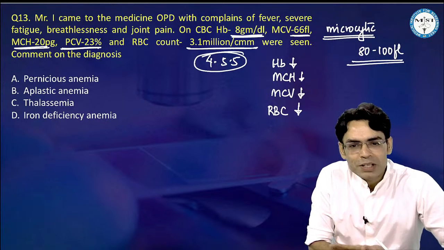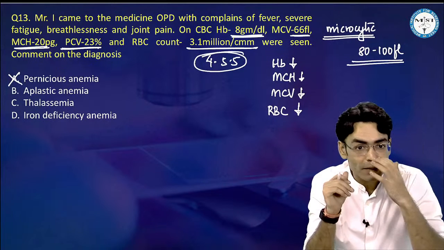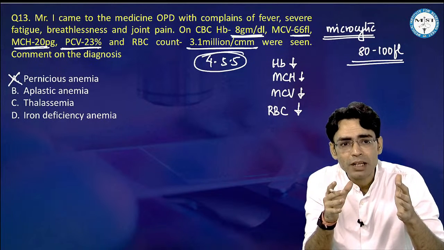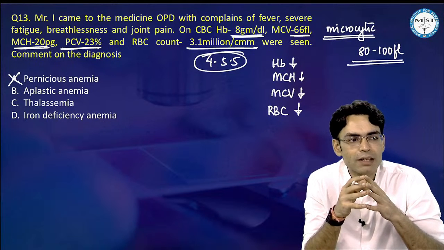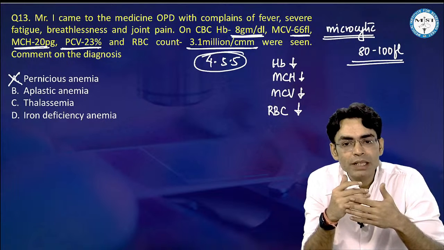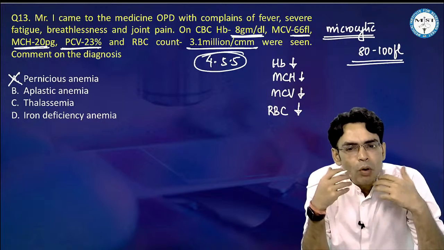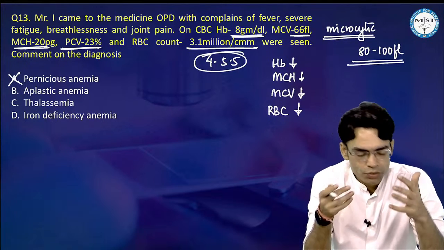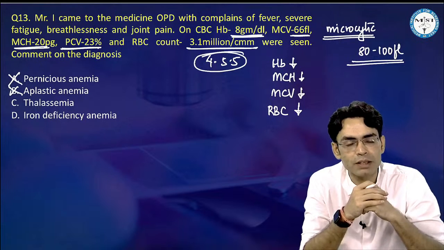Okay. This is pernicious anemia. No, it can't be. Pernicious anemia is an autoimmune condition, and there is no autoimmunity we are talking about here. Aplastic anemia: when they say aplastic anemia, there is no hematopoiesis, so the patient goes into pancytopenia, and the RBC count would be even lower. So aplastic anemia we cannot talk about here, because you need to have pancytopenia.